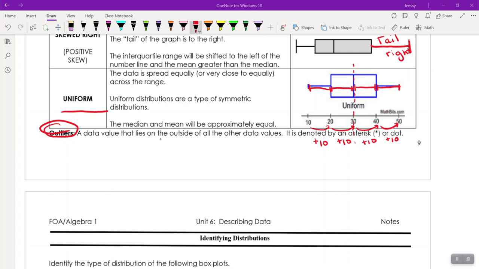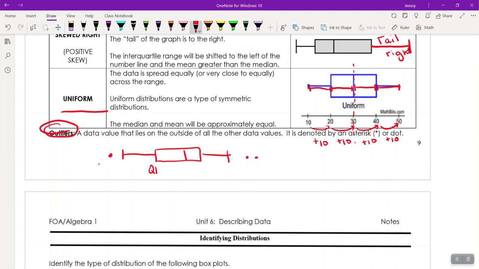So an outlier is going to be a data point that is a little bit too far out, either above or below your box and whiskers. So if you have a box and whiskers, let's say this one, your outliers would be data points over here. How do we calculate them?